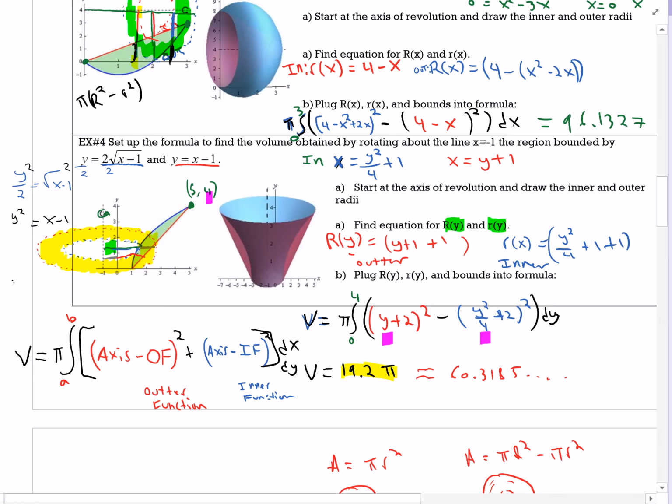Sometimes it may look a bit funky, like it's not going to work, but it's kind of finding it on the other side of the axis and things like that. Just remember, if it's in terms of y, then the a and the b need to be in terms of y, and so do all the functions. All right, so come to class ready to do this stuff.